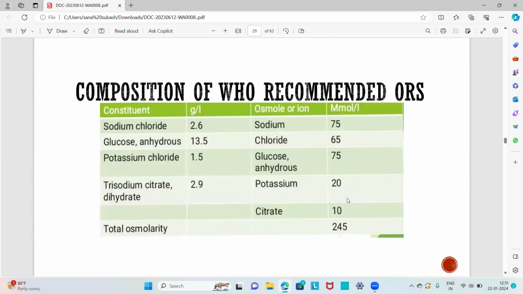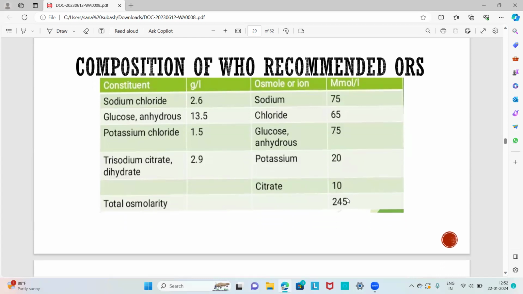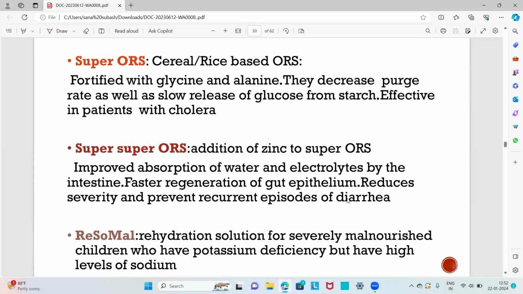Then about the composition of the WHO recommended ORS, this is a table showing the constituents of WHO ORS: sodium chloride 2.6 gram per liter, anhydrous glucose 13.5 gram per liter, potassium chloride 1.5 gram, and trisodium citrate 2.9 gram, and the total osmolarity is about 245. So this is the composition of WHO recommended ORS.